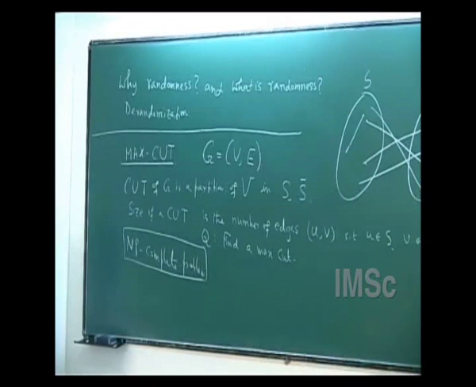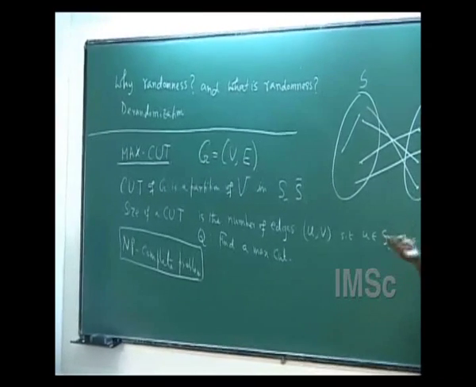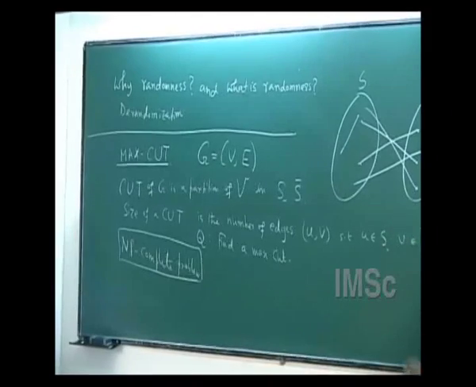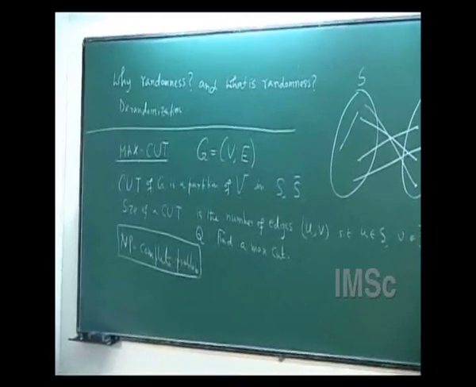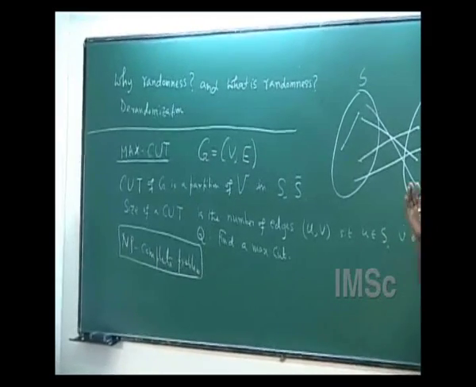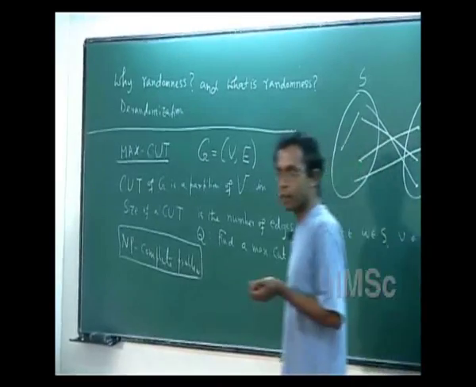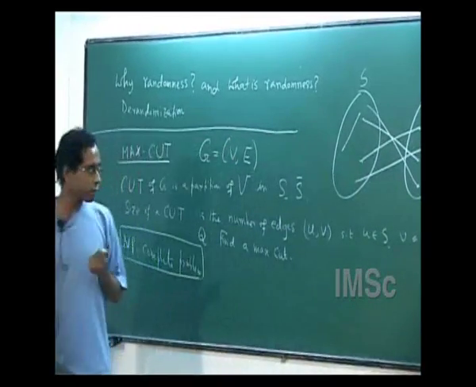The next question that comes, a very natural question in the theory of NP-completeness: can you solve it in an approximate way? I cannot give you a max cut, but can you give me a cut which is as large as you can? Maybe I won't be able to give you the max cut, but I will give you a sufficiently large cut. Is it possible?